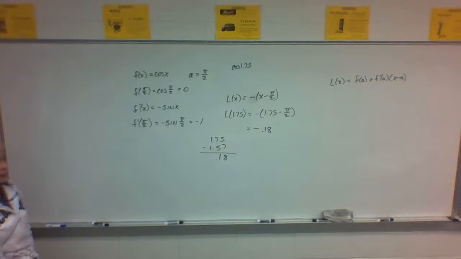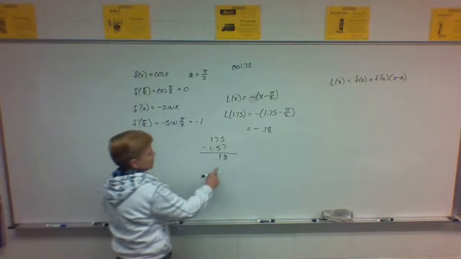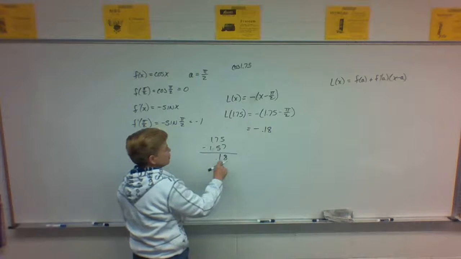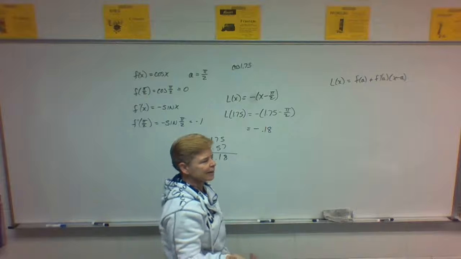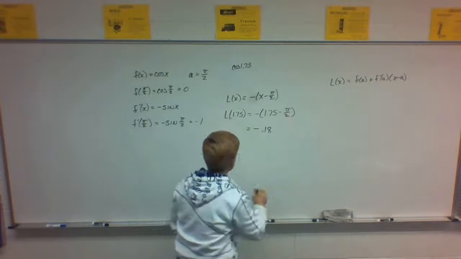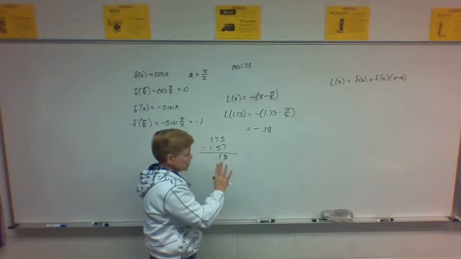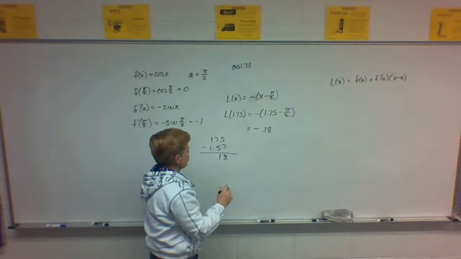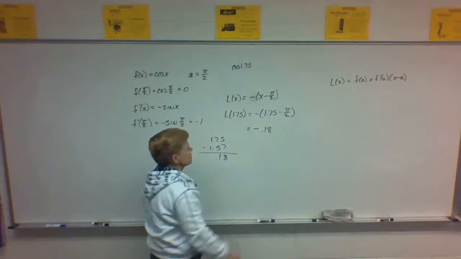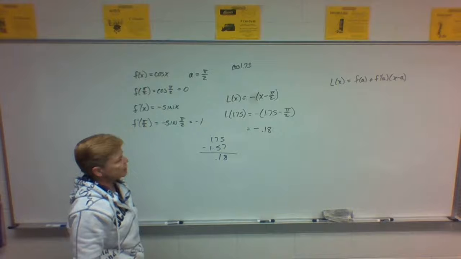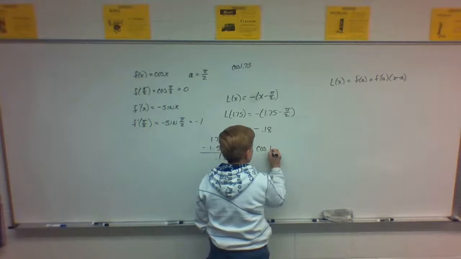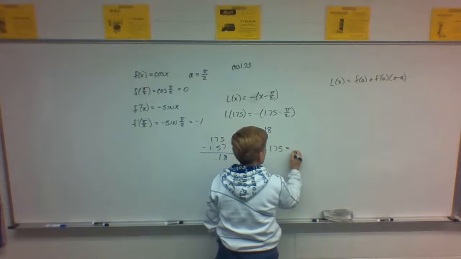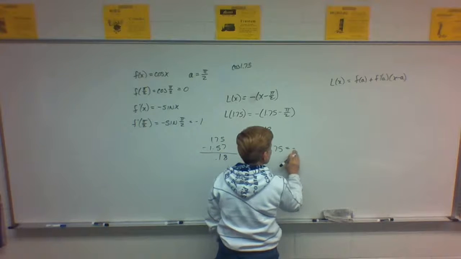We could be a little more accurate with this. We could have taken 1.75 minus pi halves in our calculator. However, we were asked to do this without a calculator, so we have to know what this is approximately. So I'm going to go ahead and go with this because we're supposed to do it without a calculator. It's negative. Okay. And so what is the cosine of 1.75 according to the calculator? Make sure you're in radian mode. Negative 0.178.